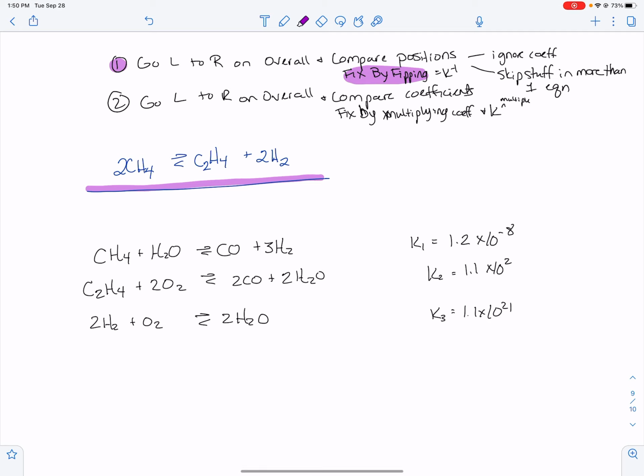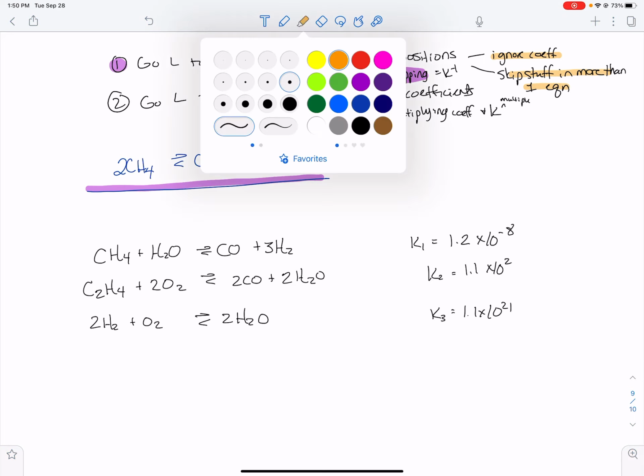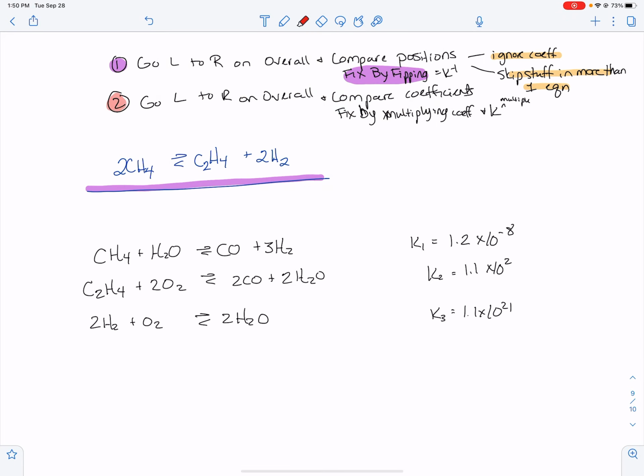Now there's two little side notes. First, you're going to deal with the location and you're not dealing with the coefficients. So you ignore the coefficients for the time being. And then second, if you have stuff that's in more than one equation, just ignore them, skip that, because it will fix itself.